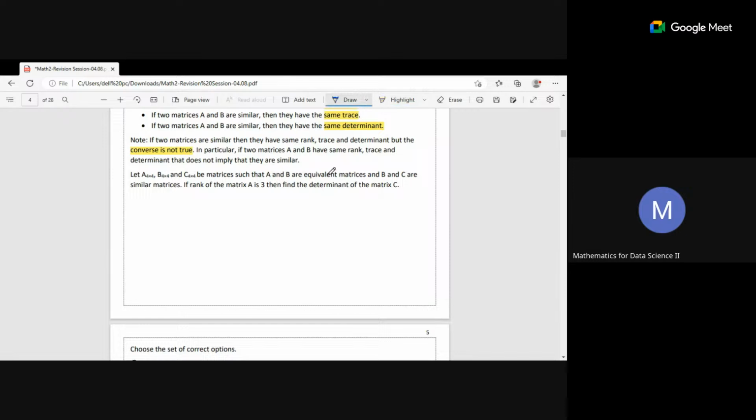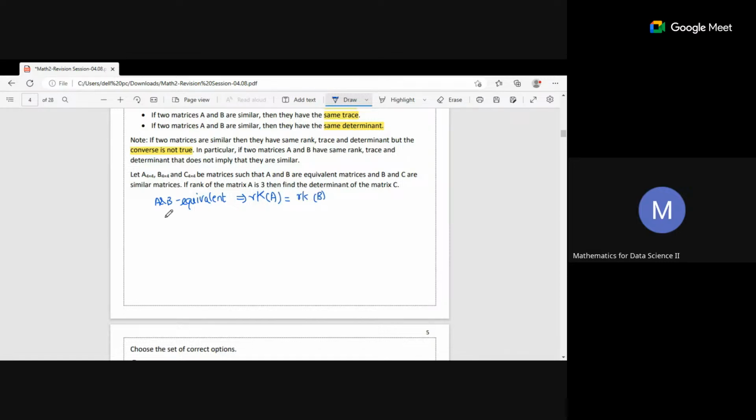So given A and B are equivalent. If A and B are equivalent, what is the property you know? The rank is the same. So A and B are equivalent implies that rank of A is equal to rank of B.